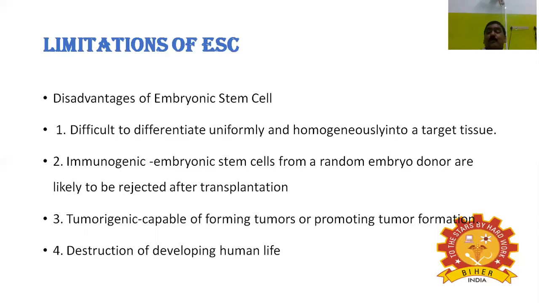Number two, immunogenic emission. What is immunogenic? The immunogenic embryonic stem cells from a random embryo donor are likely to be rejected after the transplantations. And third point, tumorigenic. These embryonic stem cells are capable of forming tumors or promoting tumor formation in the human body. And number four, the destruction of developing human embryos. It may destroy human life.